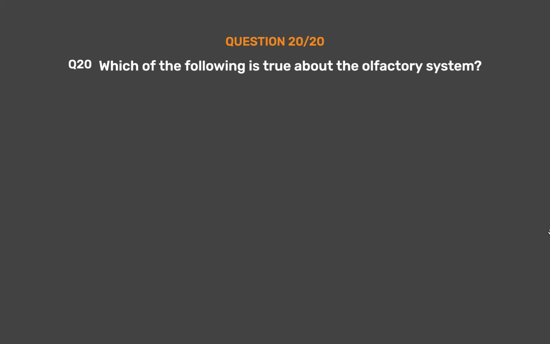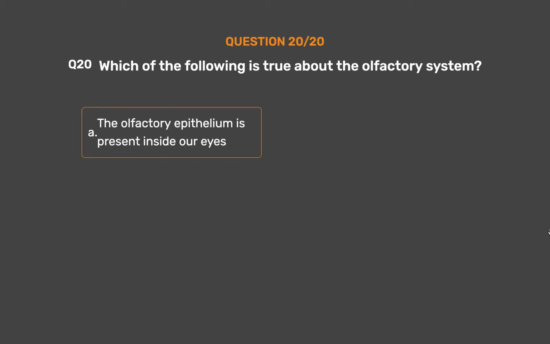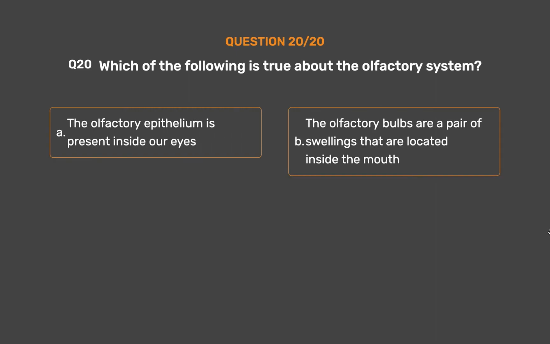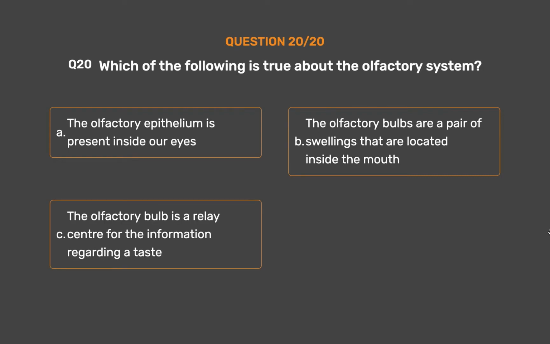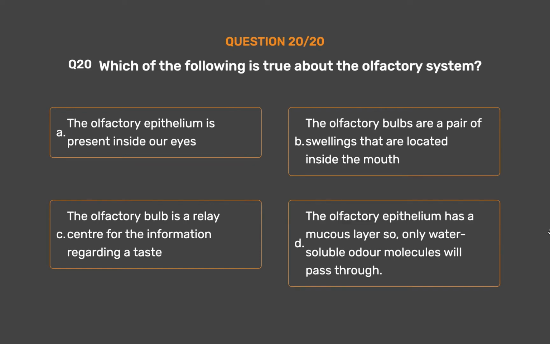Question number 20. Which of the following is true about the olfactory system? Option A. The olfactory epithelium is present inside our eyes. Option B. The olfactory bulbs are a pair of swellings that are located inside the mouth. Option C. The olfactory bulb is a relay center for the information regarding a taste. Option D. The olfactory epithelium has a mucus layer so only water-soluble odor molecules will pass through.